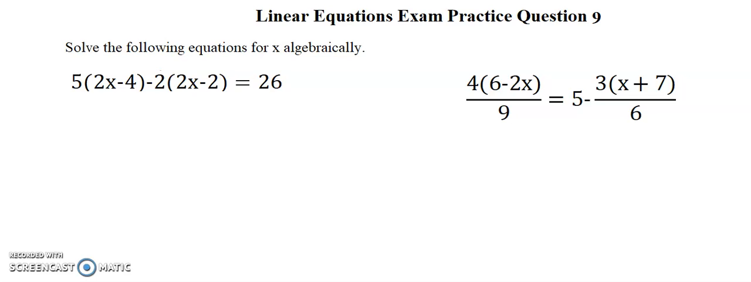Linear equation exam practice question 9. Solve the following equations for x algebraically. This first question, the first thing I'm going to think about is expanding my brackets.